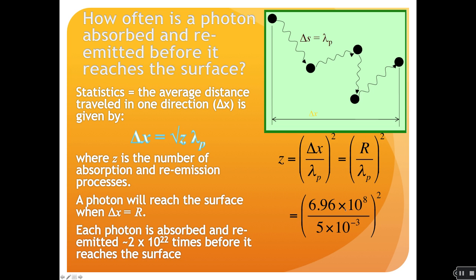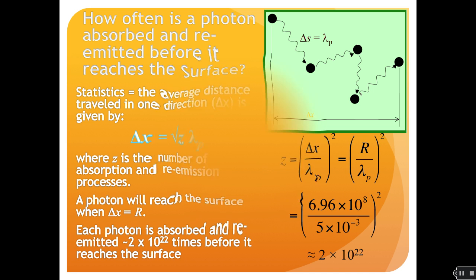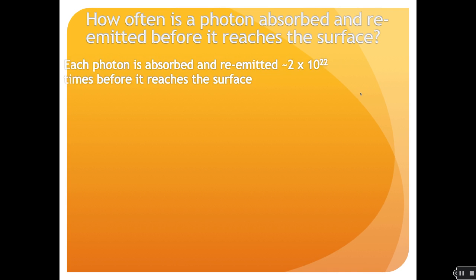And if we put in real numbers, this is the radius of the Sun, this is our mean free path based on the Sun, and we come out with this 10 to the 22 times. So you're basically going to do this process 10 to the 22 times before a photon gets to the surface.